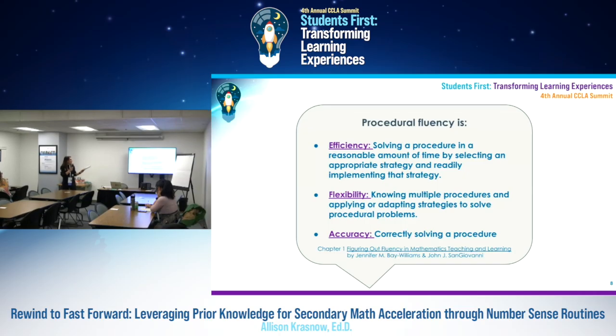So this book, it's listed at the bottom of the slide, but the authors here, Jennifer Bay Williams and John San Giovanni, talk about procedural fluency, which to me has a lot to do with developing number sense. It's not just your times tables, right? It's these 3 big buckets. So efficiency: how efficient are you in choosing a strategy and implementing that strategy? Flexibility: I know various strategies and I know when to use them. And then accuracy, the importance of getting it right.